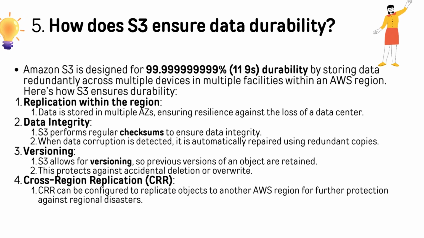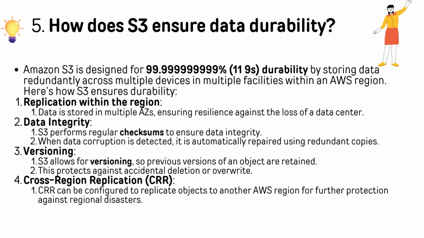5. How does S3 ensure data durability? Amazon S3 is designed for 99.999999999%, 11 nines, durability, by storing data redundantly across multiple devices in multiple facilities within an AWS region. Here's how S3 ensures durability. Replication within the region. Data is stored in multiple AZs, ensuring resilience against the loss of a data center. Data integrity. S3 performs regular checksums to ensure data integrity. When data corruption is detected, it is automatically repaired using redundant copies.